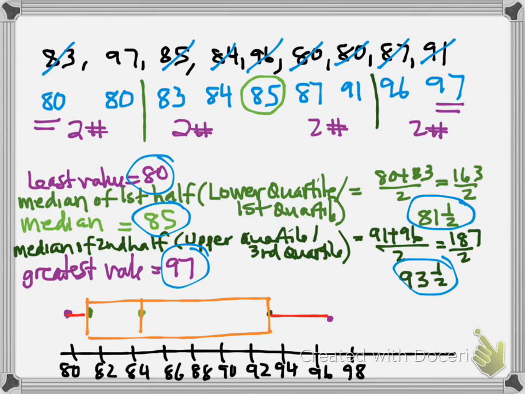Each one of them represents 1/4 of the data, and a lot of times you're going to see them ask what percent is below this value, what percent is above this value. So the other thing to remember is that each of those 4 sections represents 25% of the data.